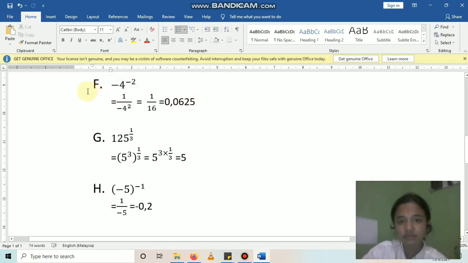Next, means 4 to the power of -2 equals 1 divided by 4 squared equals 1 divided by 16 equals 0.0625.